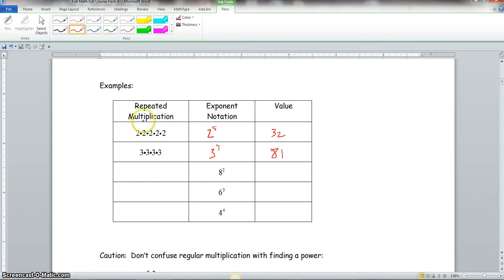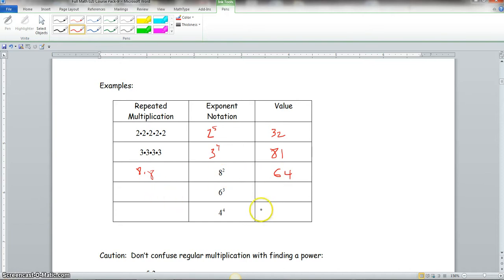Now we come down here. We have repeated multiplication, and if you notice, we have the exponent notation, which is 8 to the 2nd power. Now, 8 to the 2nd power written as repeated multiplication is 8 times 8. Now, we have 8 times 8, and we could get the value. 8 times 8 is 64.